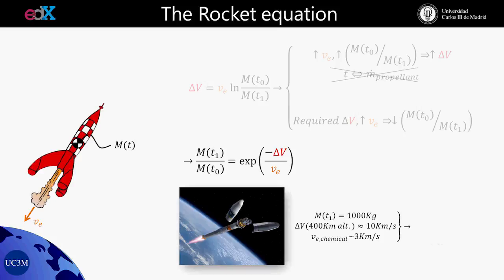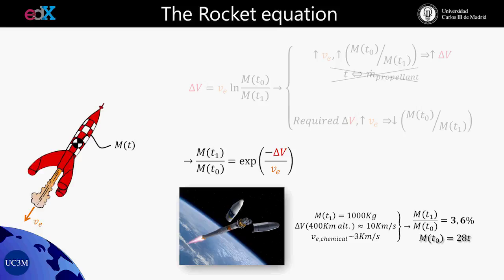Suppose that we want to put a payload into orbit, for example a satellite, that weighs 1 ton, that is 1000 kilograms. This is the final mass in orbit, so m1 is 1000 kilograms. The delta V to go to low Earth orbit at 400 kilometers altitude is about 10 kilometers per second. If the VE of the rocket is around 3 kilometers per second, which is a common value for chemical rockets, as we will see in the next video, then the final to initial mass ratio is only 0.036.